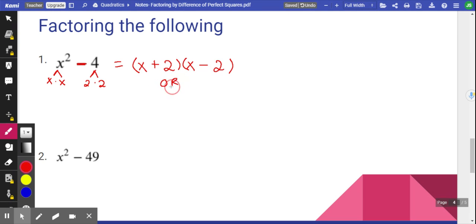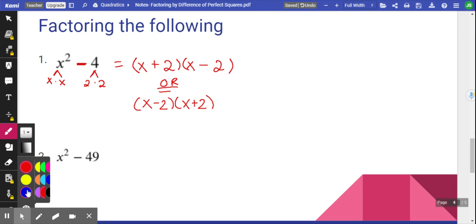If you write it backwards, that's okay. If you wrote it this way, with the x minus 2 first, these 2 mean exactly the same thing, as long as 1 parenthesis has a plus and the other a minus in between those 2 terms.